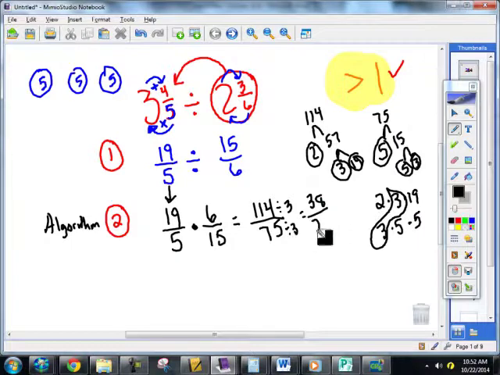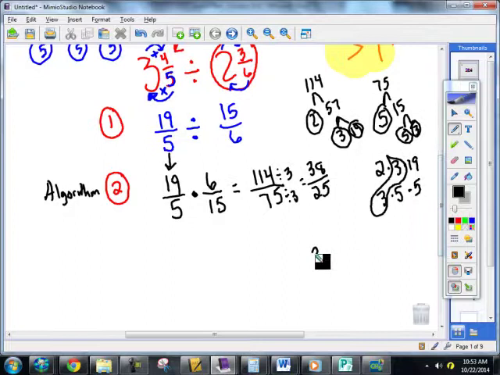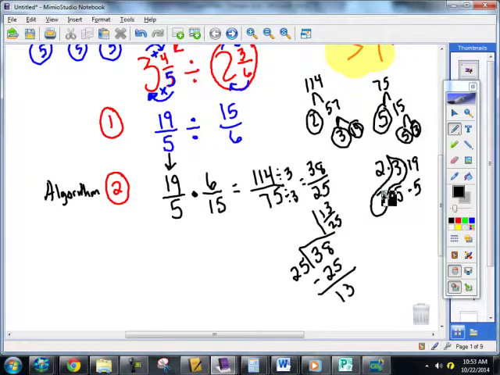75 divided by 3 is going to give me 25. Now to convert this to a mixed number, we do 38 divided by 25. 25 goes into 38 one whole time. Then we multiply, subtract, get our remainder, 1 and 13/25. There you go, and there's your answer.